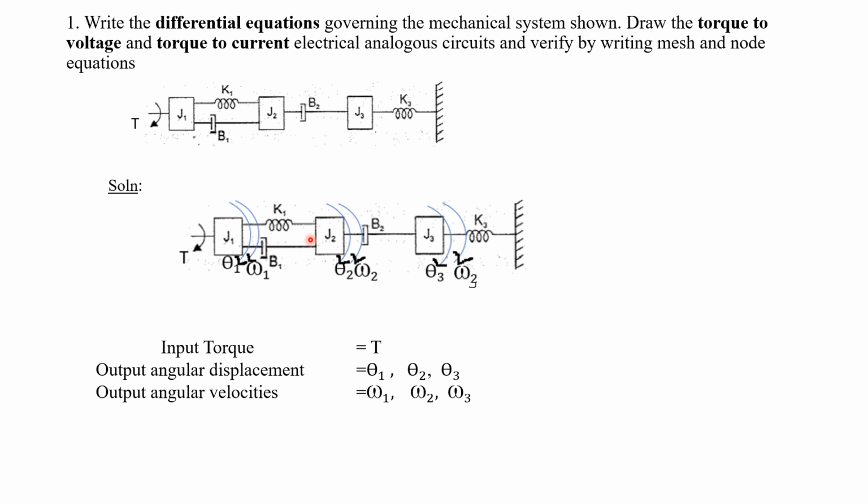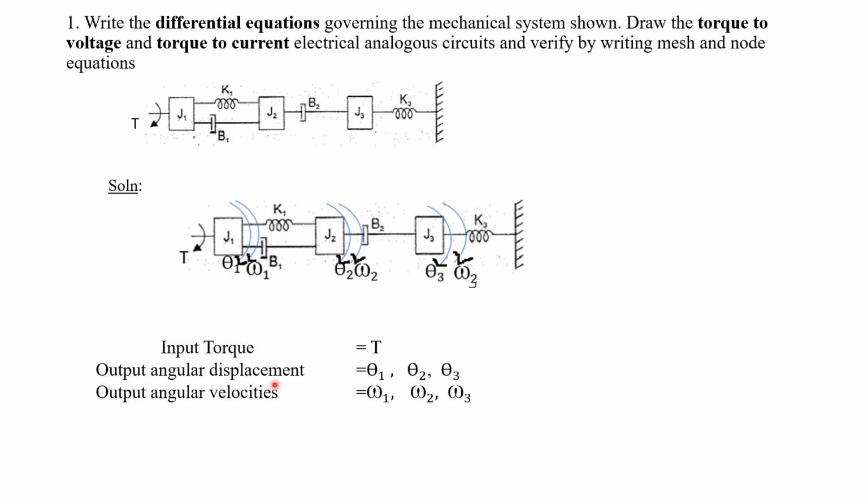Without marking the outputs, we cannot proceed with the problem. In this question, the input as well as the output should be there. Then only we can proceed. Now, first we have to identify the input and write it. Here the input will be torque, so we can represent it as capital T. This is nothing but T of t, but simply we can write it as capital T. Input as well as output all vary with respect to time.